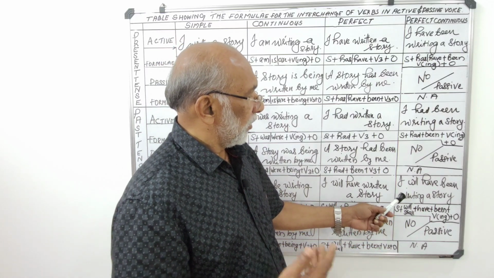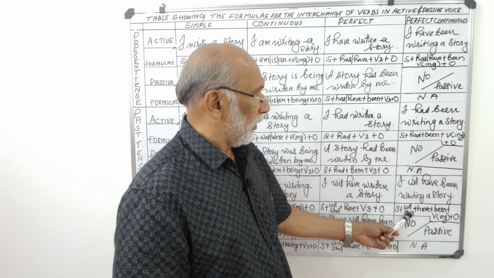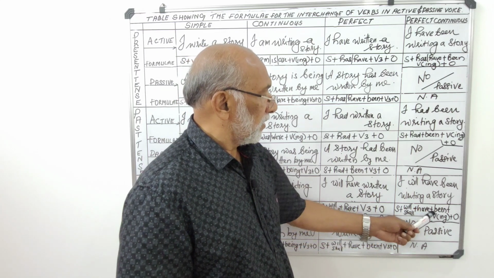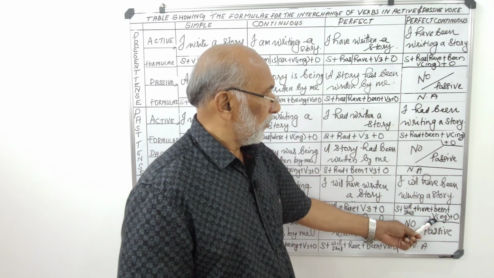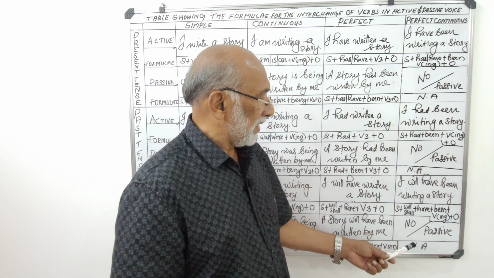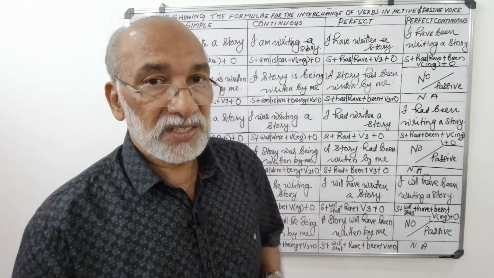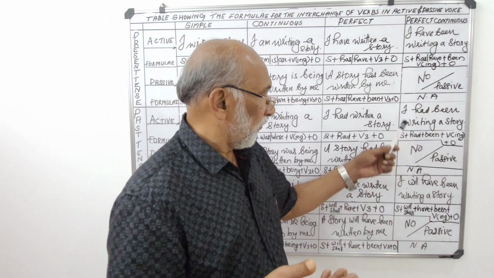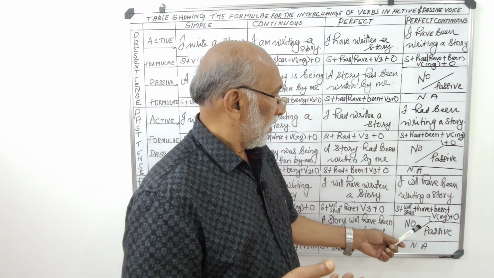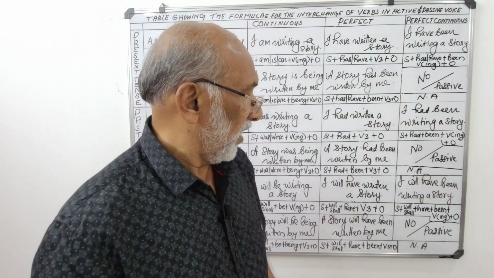And once again coming to the future perfect continuous tense, the last in the group. I will have been writing a story. Subject plus will or shall plus have plus been plus ing form of the verb plus object. And as I said earlier, there is no passive structure for perfect continuous tense. So for future perfect continuous tense also we don't have the passive structure.